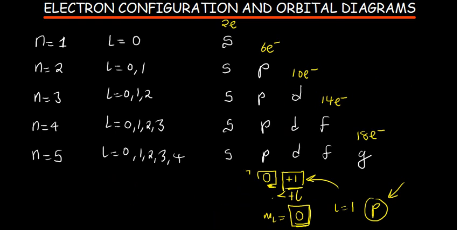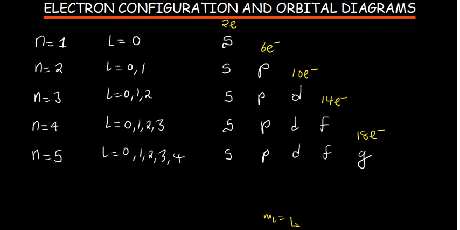Now that we have found this, we are going to put the numbers in front just to represent the energy level in which that orbital is. So this S is coming from the 1s, or from the first energy level. This is from the second energy level, third energy level, and then you have got the fourth energy level. This is from the fifth energy level.